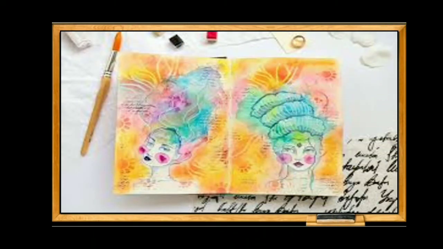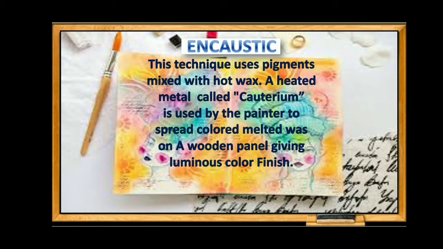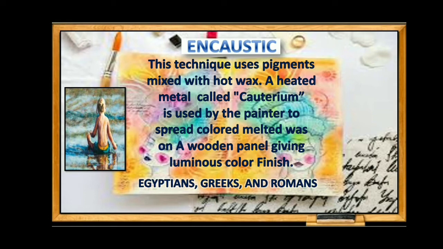Encaustic. This technique uses pigments mixed with hot wax. A heated metal tool called a cauterium is used by the painter to spread colored melted wax on a wooden panel, giving a luminous color finish. This technique was used by the early Egyptians, Greeks, and Romans. This is an example picture.